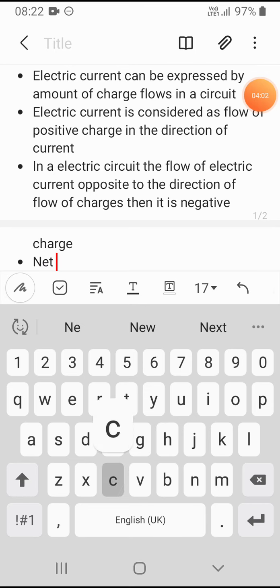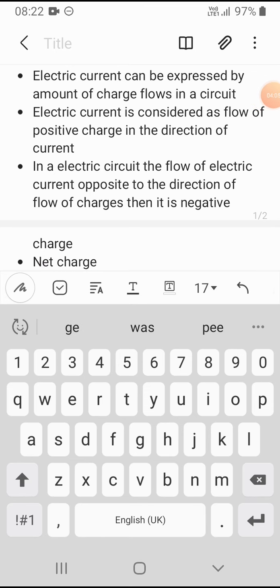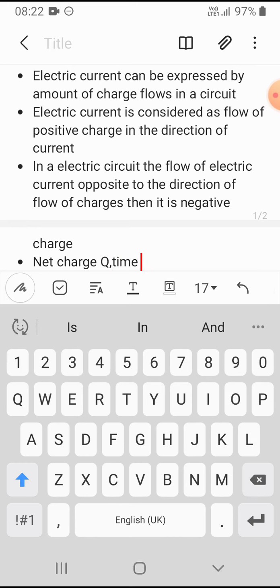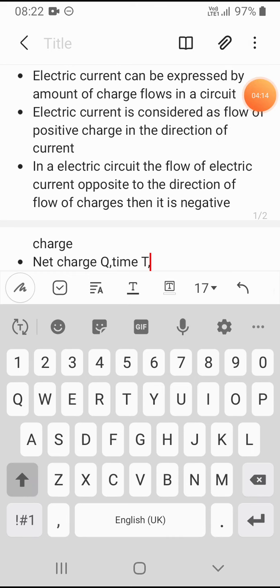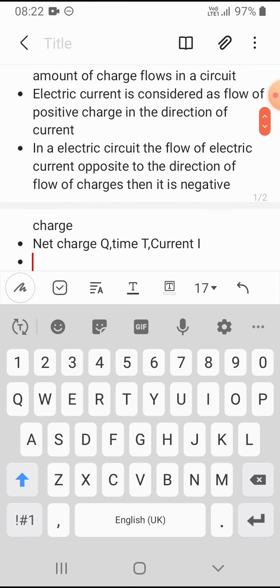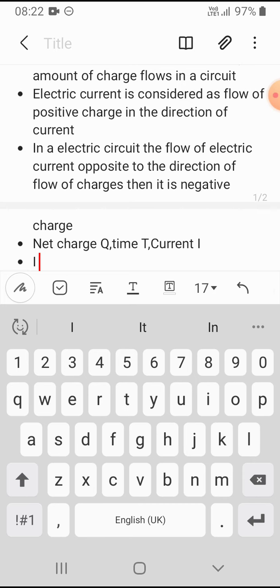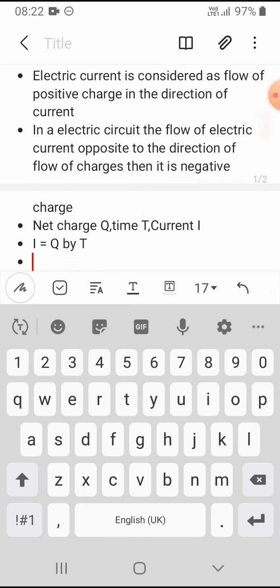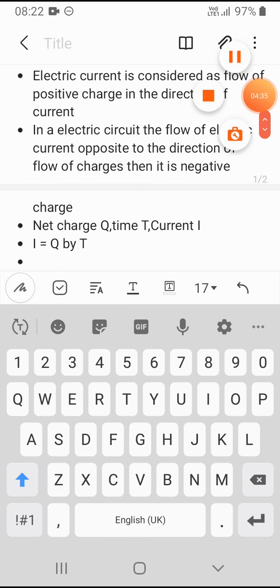The net charge is represented as Q, and time as t. Current is represented here as I. So the formula for electric current is I equals Q by t, net charge by time taken.